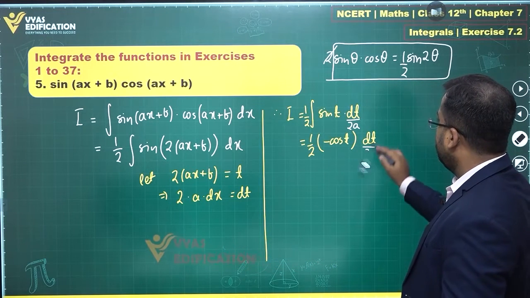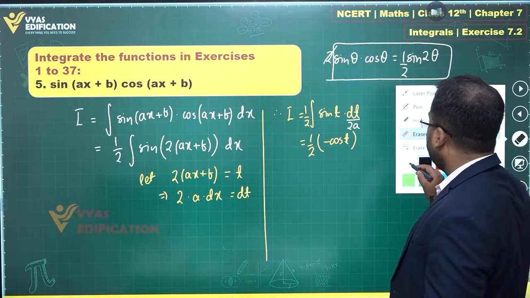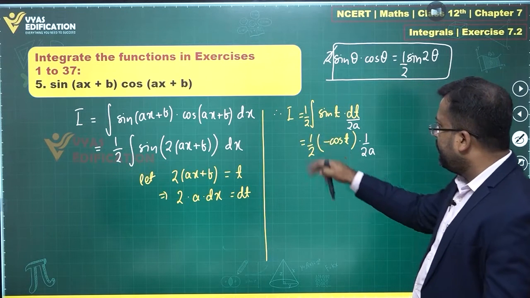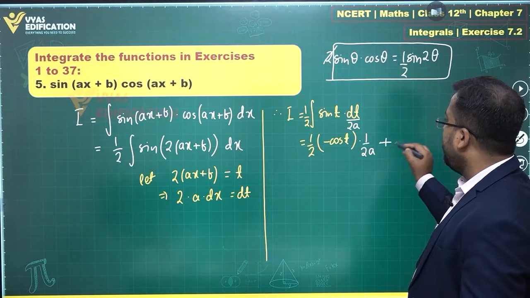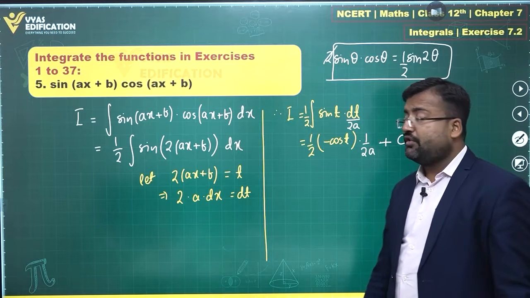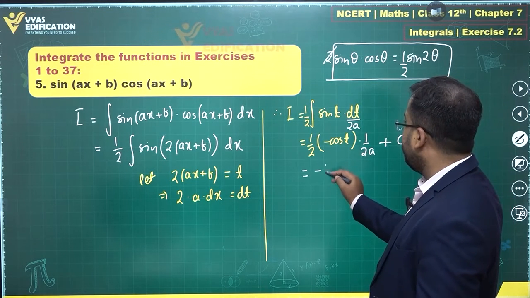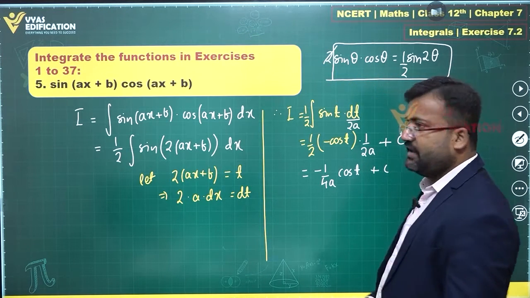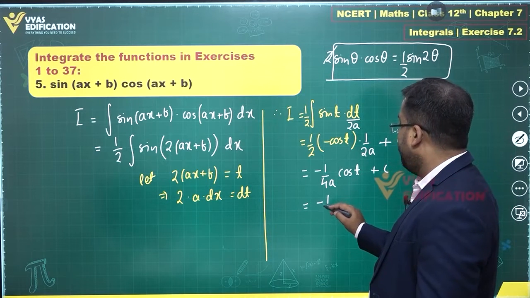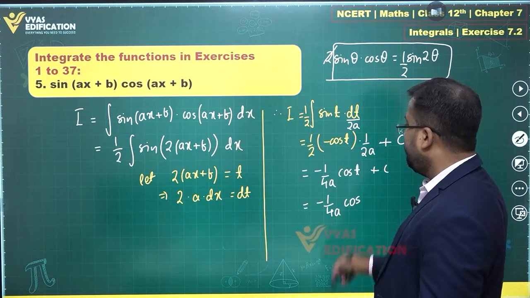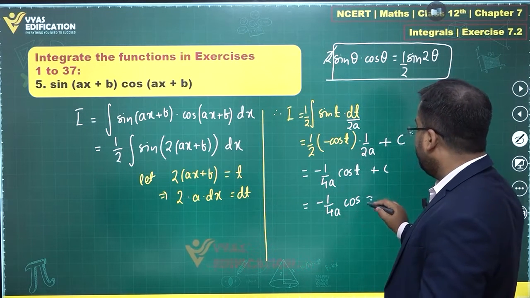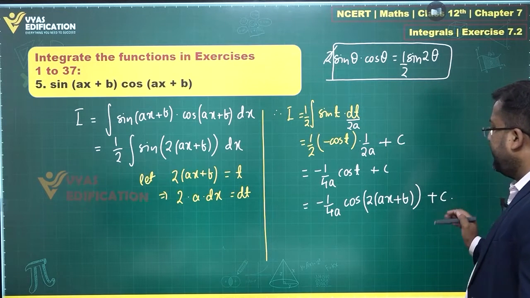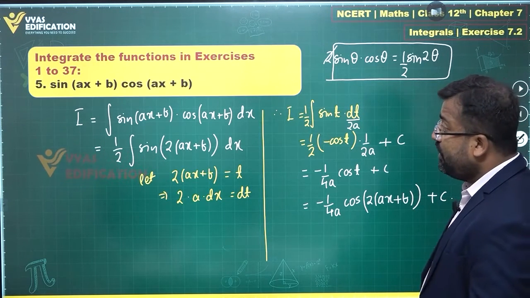At this stage, what do I have? I'll have a 1 by 2a. The integral of sine t is minus cos t. 1 upon 2 is already there, 1 upon 2a is already there, and you'll have a constant of integration. Let's not miss out on things. This becomes minus 1 upon 4a cos t plus constant of integration. T is equal to 2 times ax plus b. That is the required answer for this particular question.